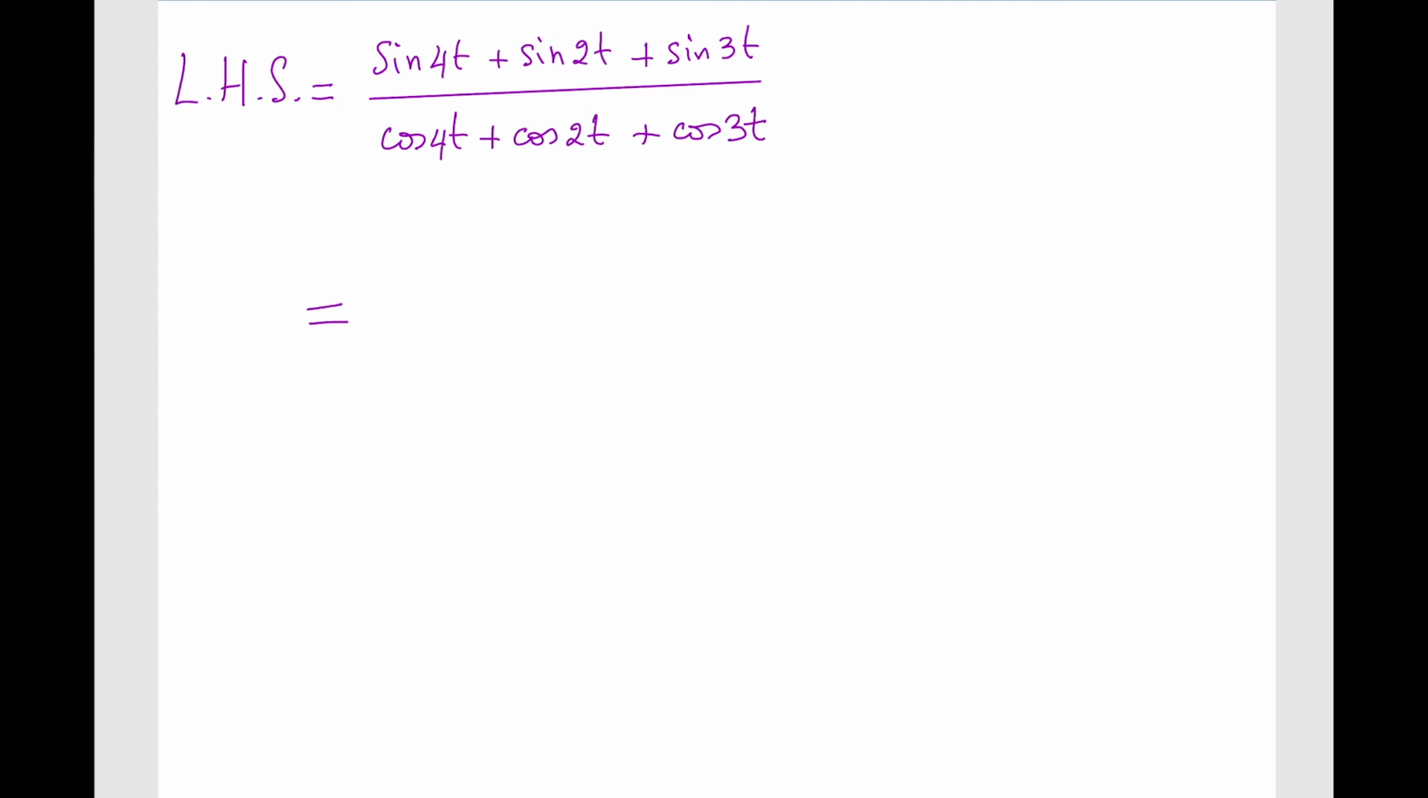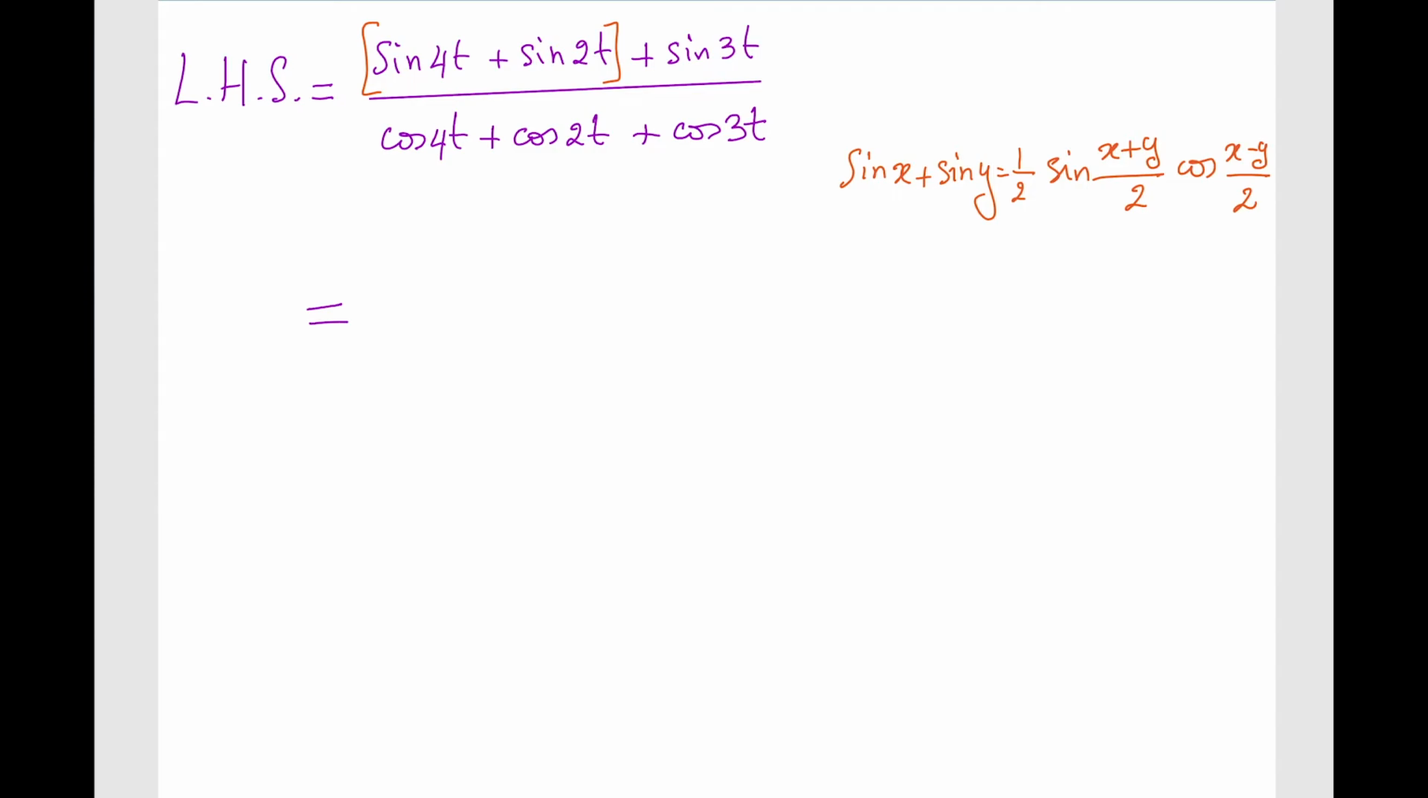Let's apply it. What's the formula for this? We know that sine of x plus sine of y is twice sine of (x plus y) over 2 times cosine of (x minus y) over 2. That's the formula we're going to use, and I'm going to use it for this package, for x being 4t and for y being 2t.